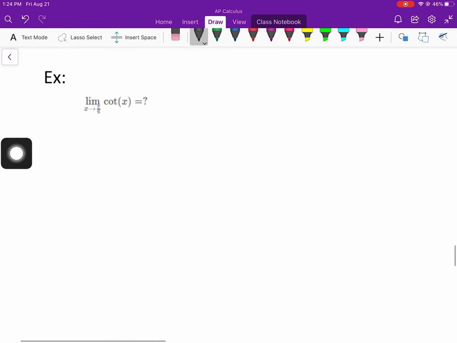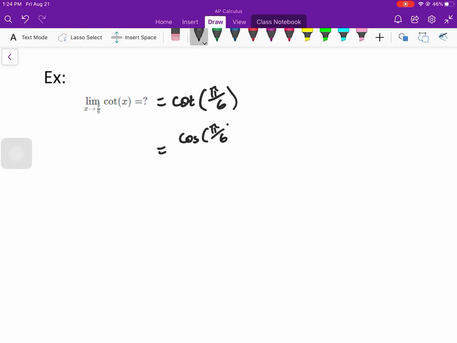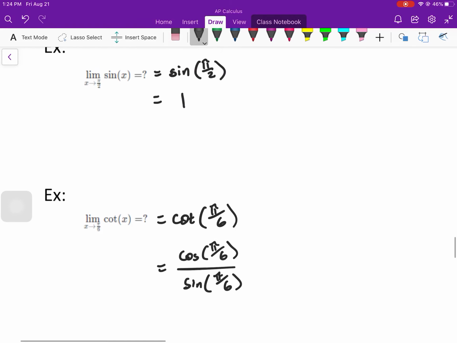Let's look at an interesting one: cotangent. Do you remember that cotangent is cosine over sine? Let me just write it out: cotangent of pi over 6, which is cosine over sine. Let's just say sine of pi over 6 was 0, then this limit wouldn't exist. So you do have to pay attention to that. Cotangent and tangent do have those vertical asymptotes. But sine of pi over 6 isn't 0, so let's go ahead and take a look at that.